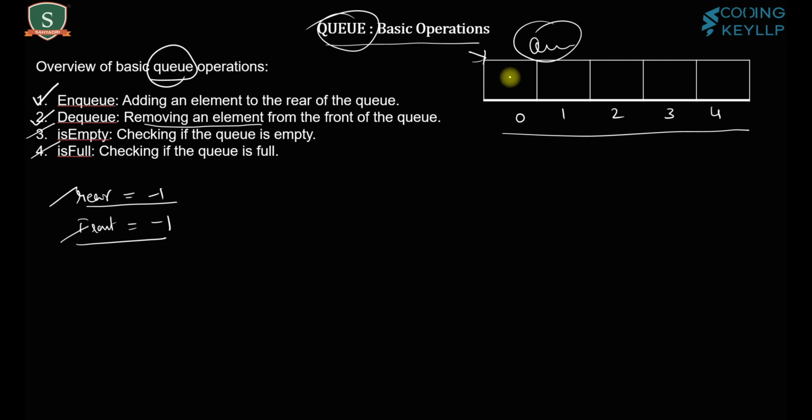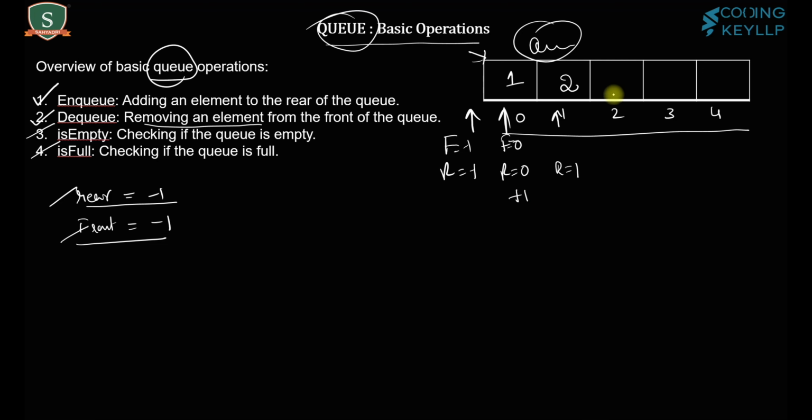Let us insert an element 1 into the queue. The moment you insert, front and rear are -1 and -1 initially. After inserting, front becomes 0 and rear also becomes 0. Now I am enqueuing 2 into the queue. Front remains 0 and rear is equal to 1. That means we are incrementing rear by 1.